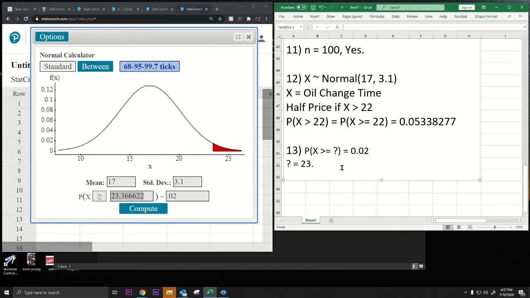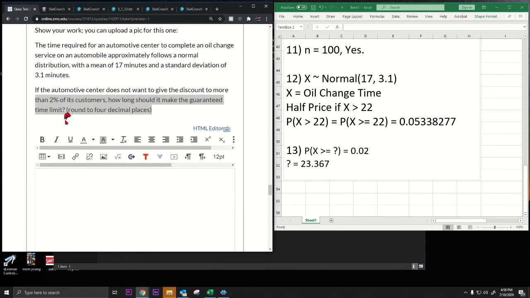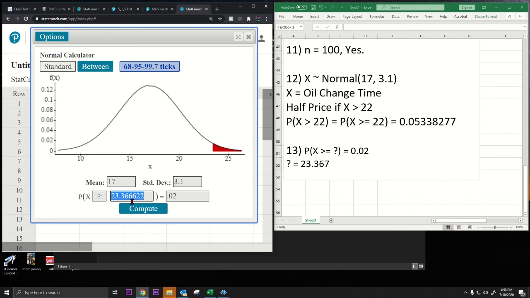Why am I not pasting it? But let's say 23.67. It probably says what to round to. 4 decimal places. 23.6666. There you have it. That's it. Of course you want to insert this picture if you're taking the test. Then insert this picture as your work. And that's it. Next one.